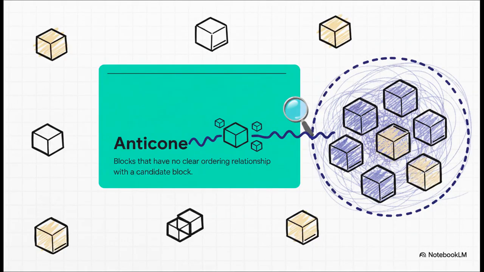Now, to understand how it finds that backbone, we need to talk about a key idea, the anticone. I know, the name sounds super technical, but the concept is actually pretty simple. For any block you pick, its anticone is just all the other parallel blocks that it isn't directly connected to. Basically, it's a score for how isolated that block is.